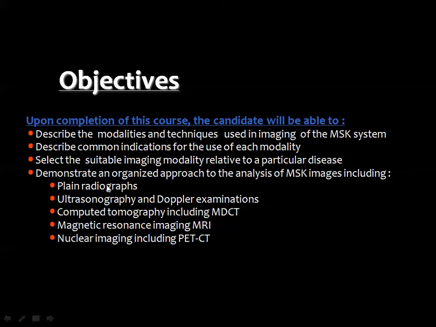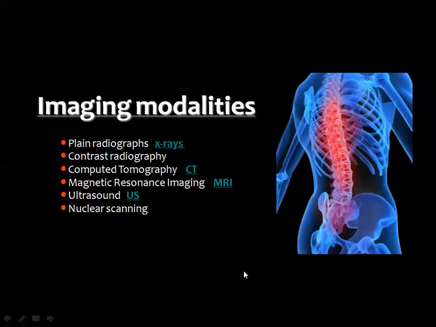Then the imaging modalities available here, and you should have an idea about all of them: the plain radiographs, the ultrasound and the Doppler examinations, the CT scan, MRI, and the nuclear imaging, of course, the bone scan, and something about the values of PET-CT. Then these are the imaging modalities: the plain x-rays, the contrast radiography, which is no more used in our practice, but I will give you an idea about this. Then the CT scan, the MRI, ultrasound, and the nuclear scanning, as I mentioned, bone scan and the PET-CT.